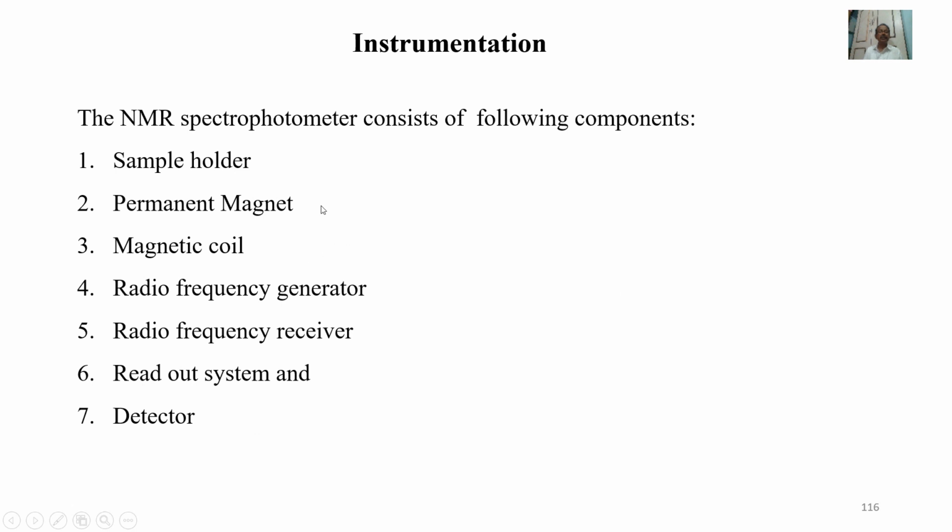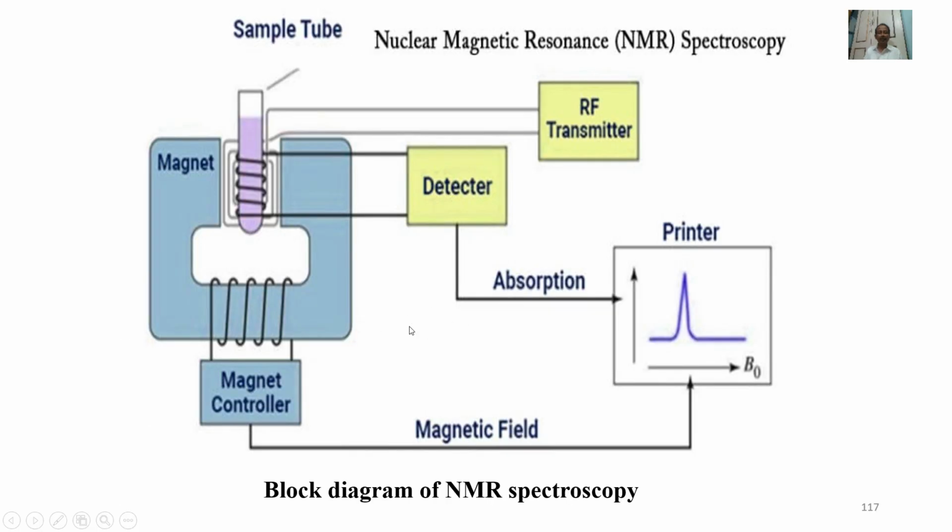The NMR spectrophotometer consists of the following components: sample holder, permanent magnet, magnetic coil, radio frequency generator, radio frequency receiver, readout system, that is a computer, and the detector. This is the pictorial diagram of NMR spectroscopy. So we have a sample tube in which the sample is there and which is sandwiched between a magnet. It can be an electromagnet or supermagnet or permanent magnet.